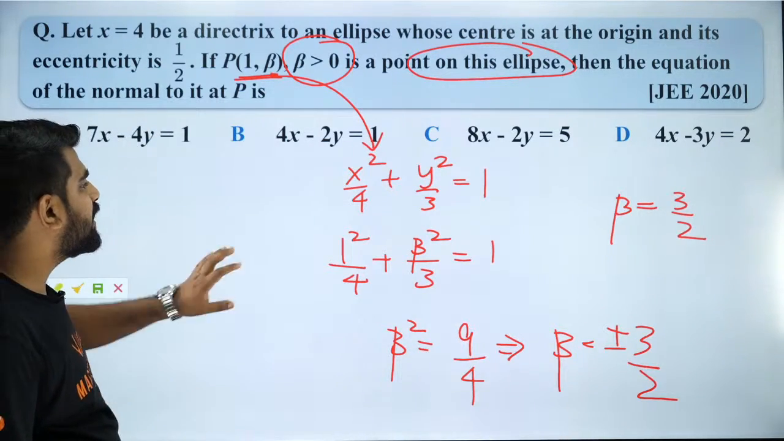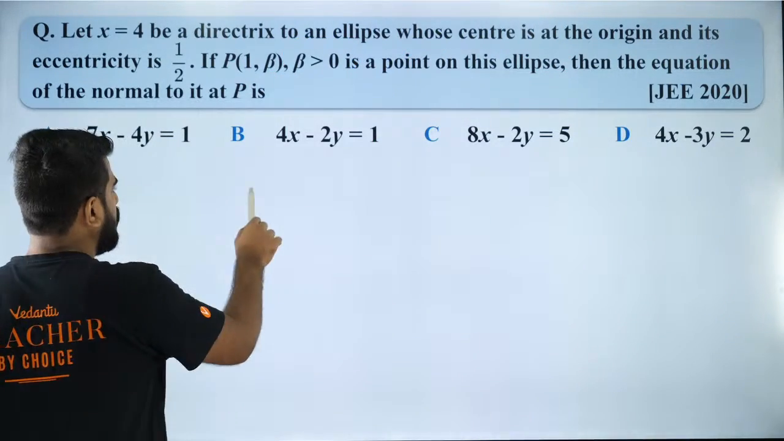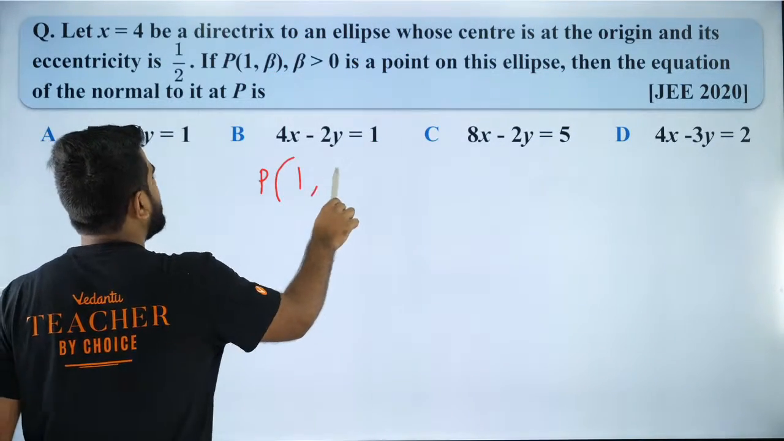So I hope you guys are clear. I have got my point P. Jagadish, if you have any doubt, let me know. So point P is what? 1 comma 3 by 2.